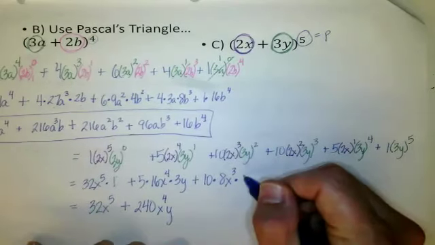Here we have 10 times, what's 2x quantity squared? 4x squared. And then 3y quantity cubed? 27y cubed. Very good. 3 times 3 times 3 is 27y cubed. 10 times 4 times 27, 1080. X squared y cubed.